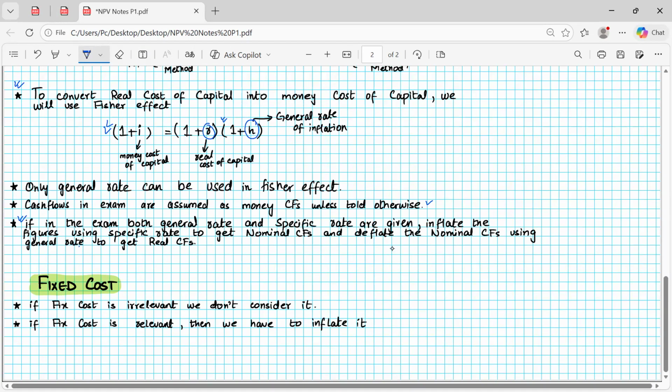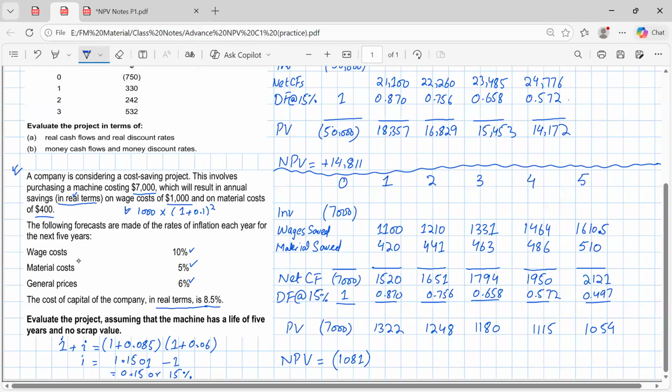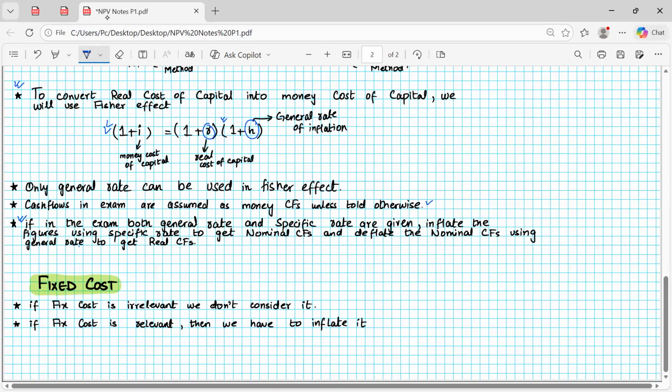The second point is very important: deflate the nominal cash flows using the general rate to get the real cash flows. Here the cash flow given was real. But if in a similar question the nominal cash flows were given to you and you have to calculate the real cash flows, then you have to deflate them using the general rate of inflation. We will do a past paper question on this as well, but you need to remember this point.